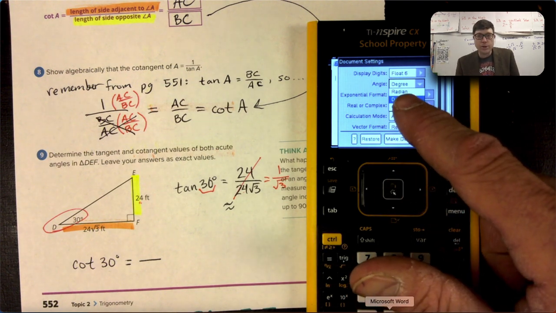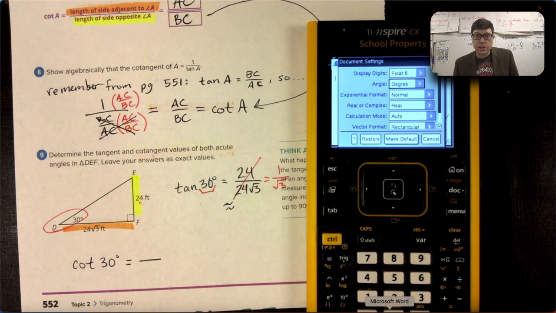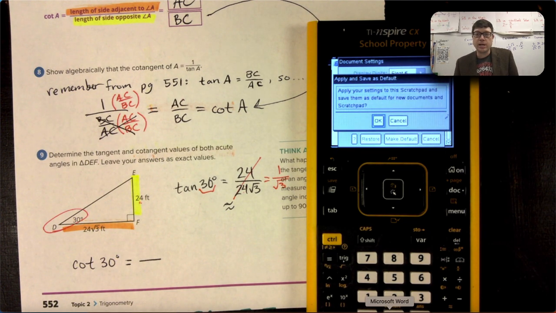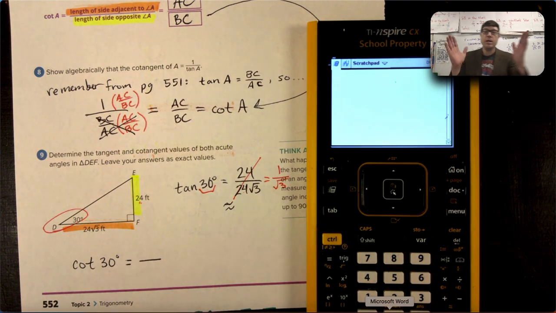We don't want this to be in radians. We want it to be in degrees. And if it's in degrees, press enter to lock it in. Press enter again to restore it. I'm going to click OK, so until that box goes away.